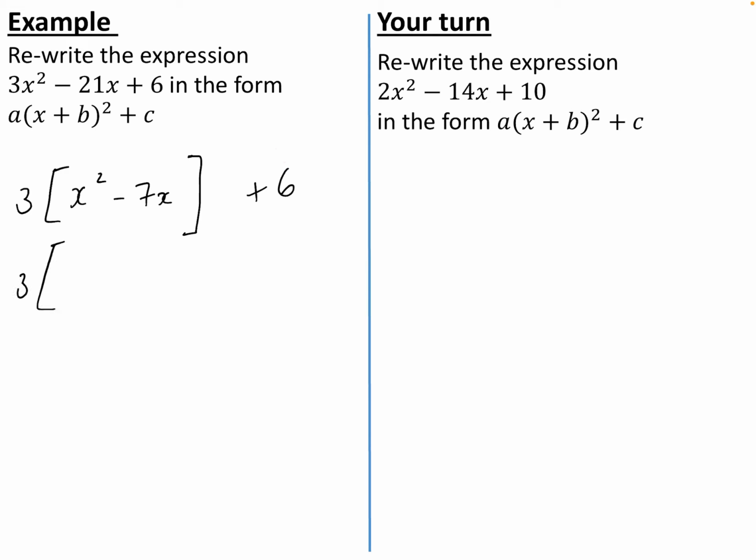Completing the square on what's inside the brackets, I get x minus 7 over 2, all squared. Remember, I always like to leave it as a fraction rather than working it out as a decimal. And then I need to subtract that number squared. 7 squared is 49, 2 squared is 4. And I've still got plus 6 on the end there.